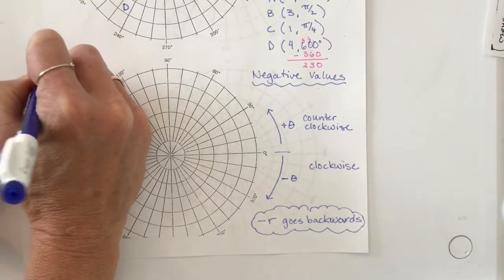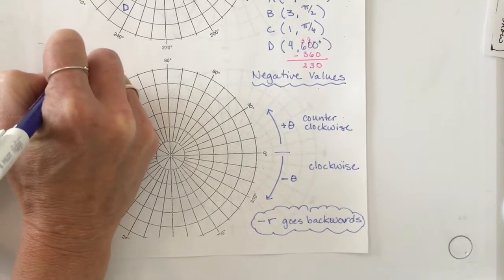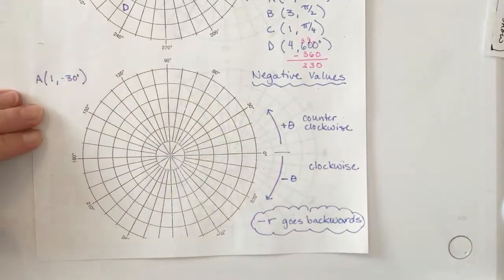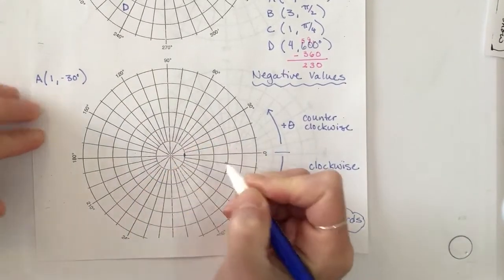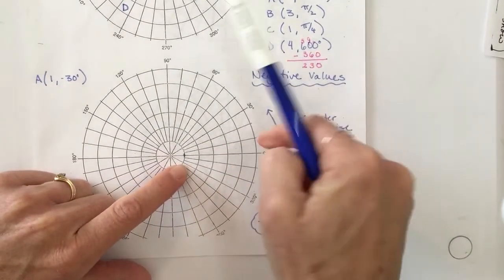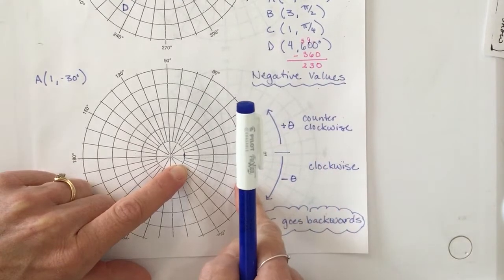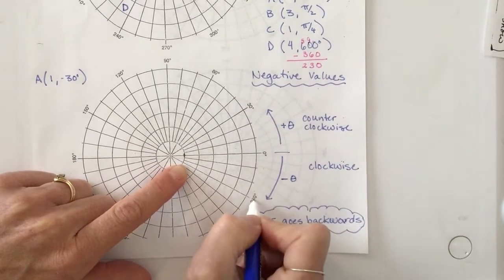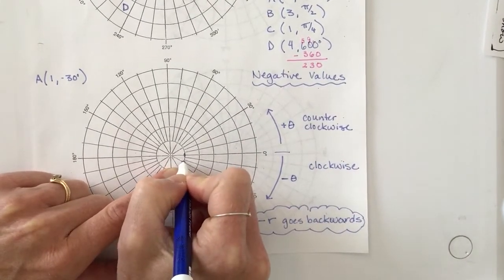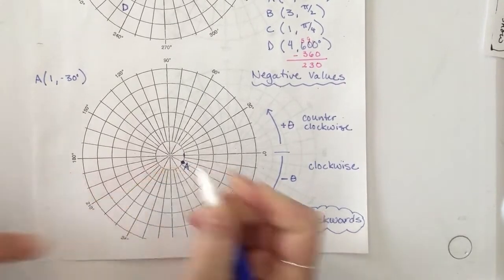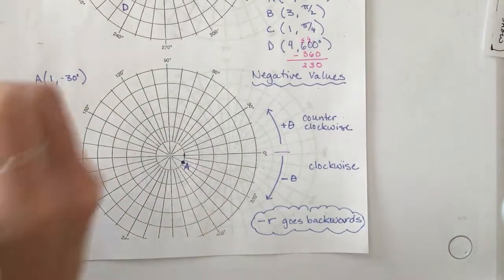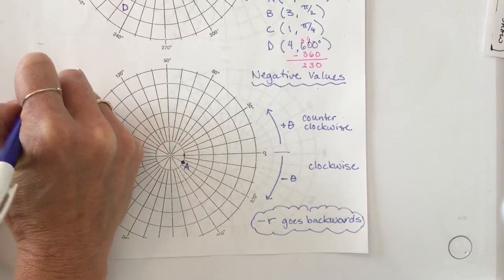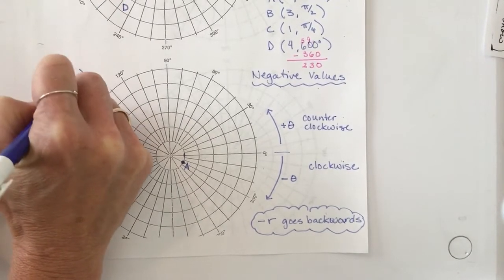Let's do A. Here is going to be 1 comma negative 30 degrees. Okay, so 1 is here, and then a negative 30 is going to go down this way, and it's at the 330 line, right? So that's A. Okay, easy peasy, right?